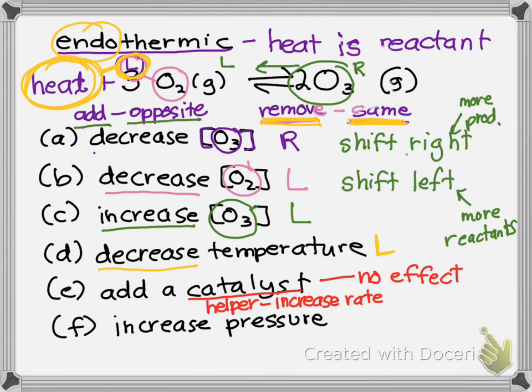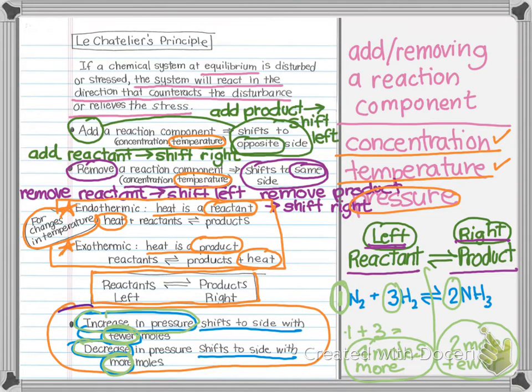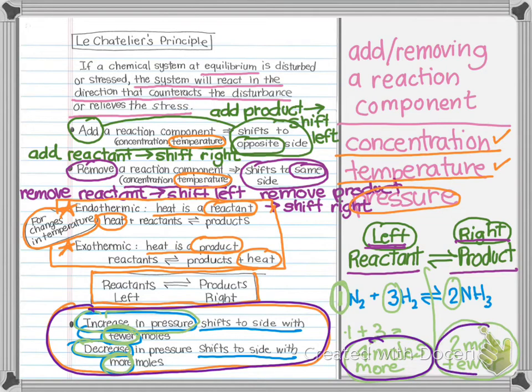And then finally, the pressure. If we remember with pressure, and I'm going to go back so you can see, it's a little different. It's down here. Pressure has to do with the number of moles, and the moles we get from the coefficients. So if we increase the pressure, it goes to the fewer. Decrease, we go to the more moles.